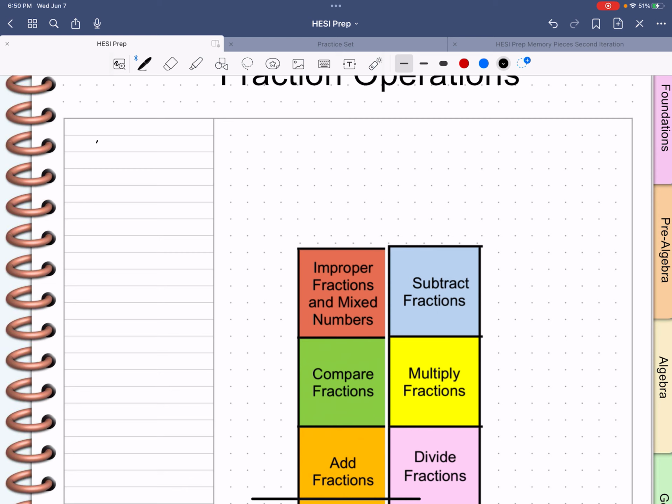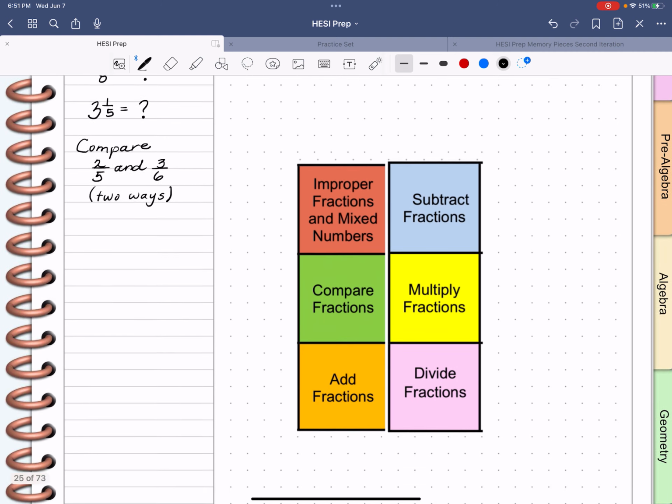The first one is going to be 26 over 8 equals a question mark. You can use an X if you want. 3 1/5 is a question mark. I want us to compare 2/5 and 3/6. And I want to do that two ways. Let's go ahead and put that here so that I can remember to do that.